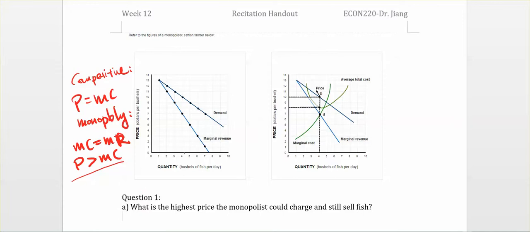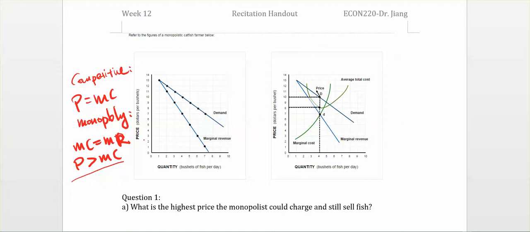So the first question is related to the catfish farm. We have a monopolistic catfish farm, which means we only have one farm selling the catfish. So the first question they ask: what is the highest price the monopolist can charge and still sell fish? In order to answer this question, we look at the first diagram.